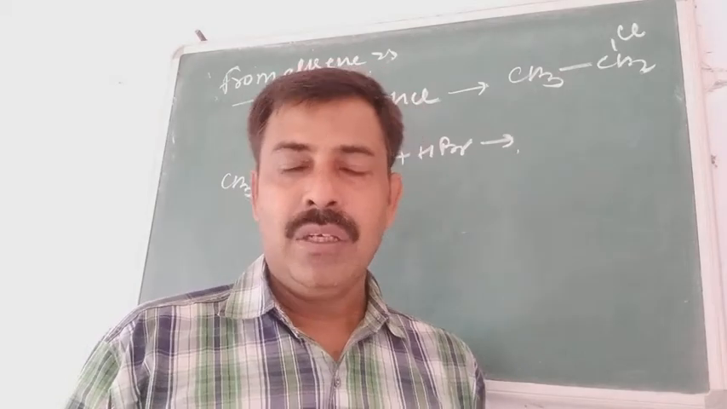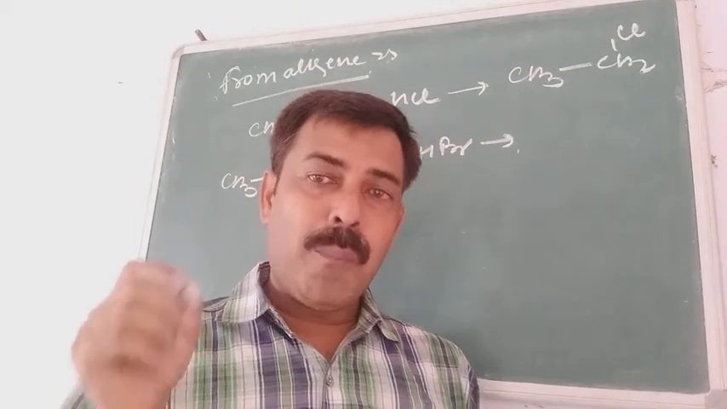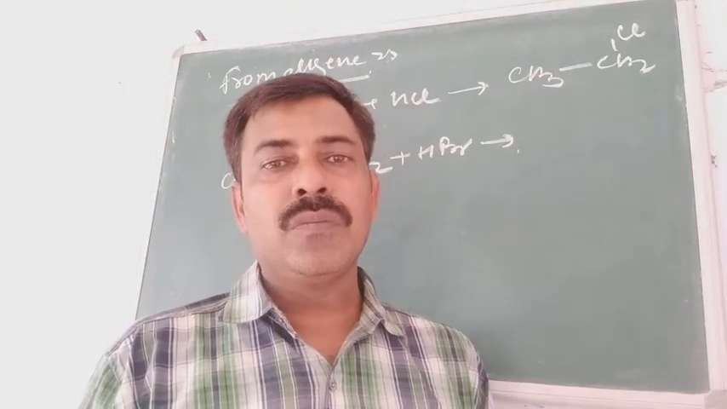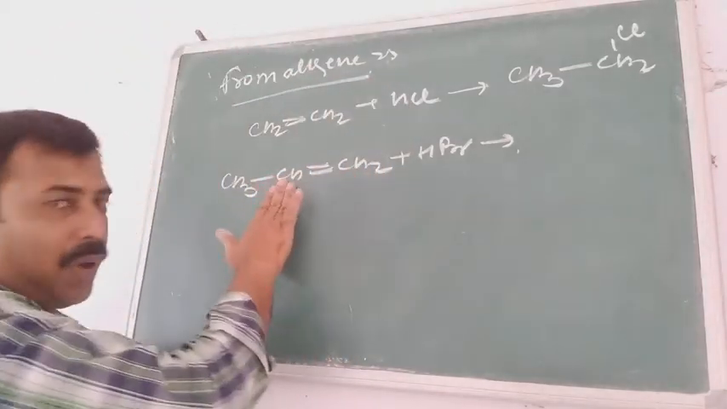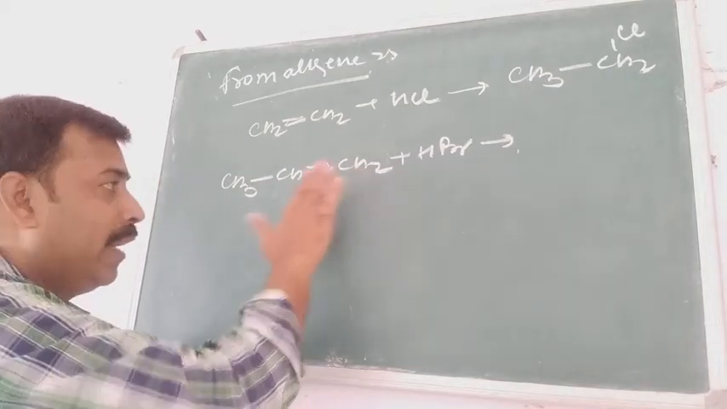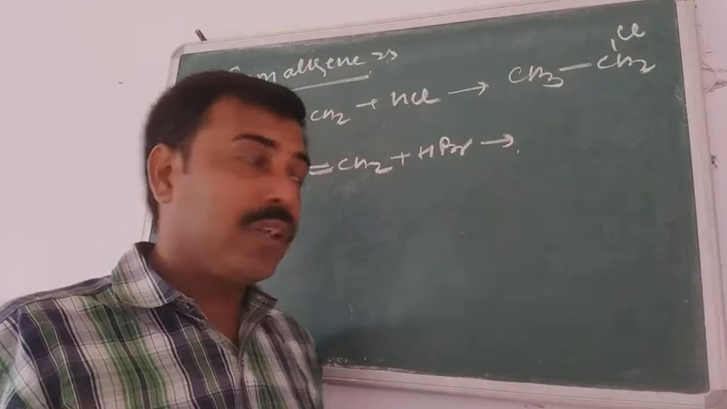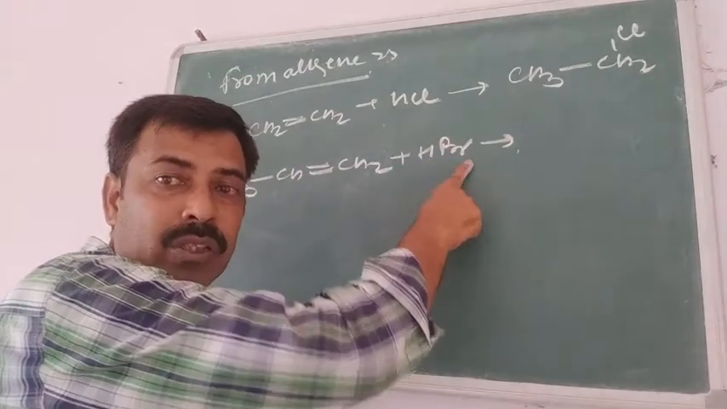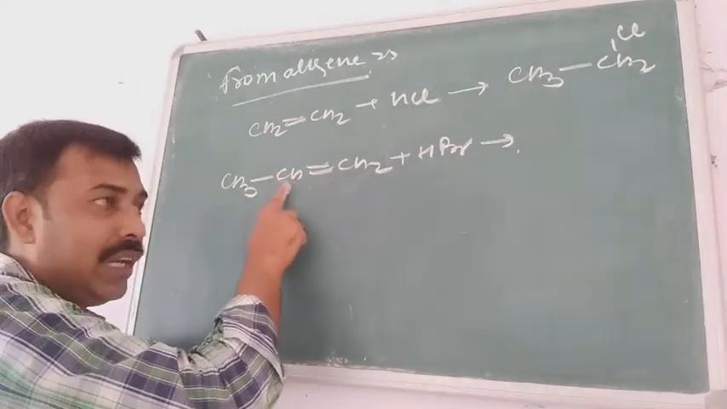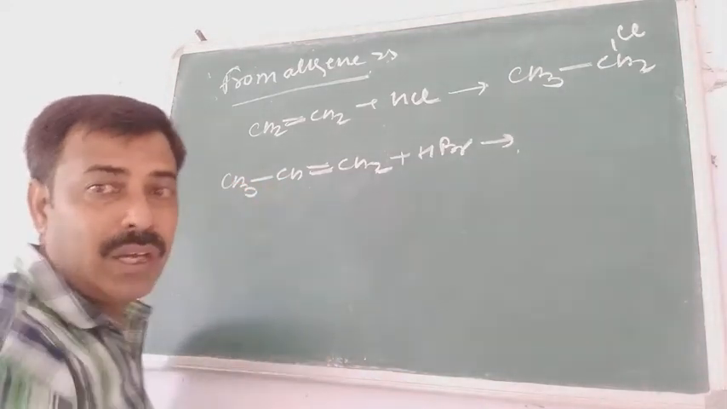Last year you studied this. The Markovnikov Rule says the more electronegative element approaches the unsaturated carbon having the lesser number of hydrogen. In this compound, these are the two unsaturated carbons. This one has 2 hydrogens and this one has 1 hydrogen. According to Markovnikov, the more electronegative element, here the bromine, will approach the unsaturated carbon having the lesser number of hydrogen to form the addition product.